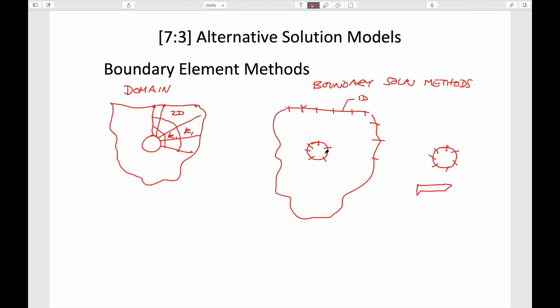So boundary solution methods tend to be really great for small surface area to volume problems, so small surface area versus large volume, geological problems.